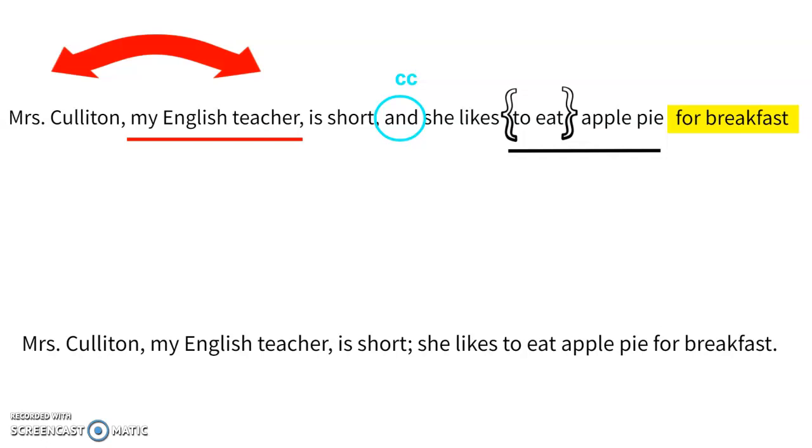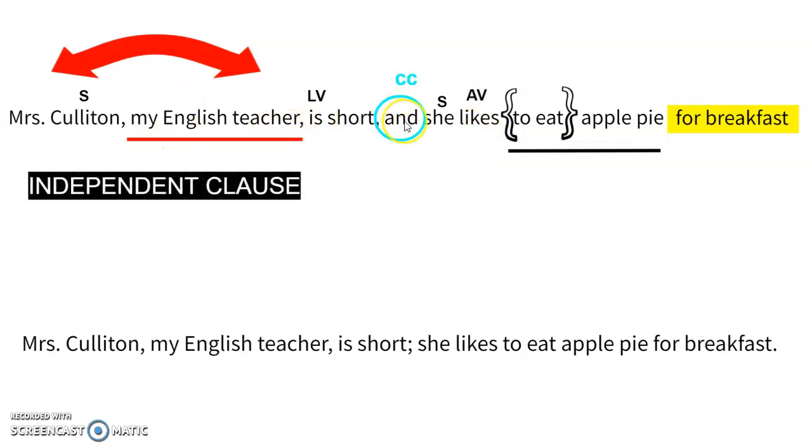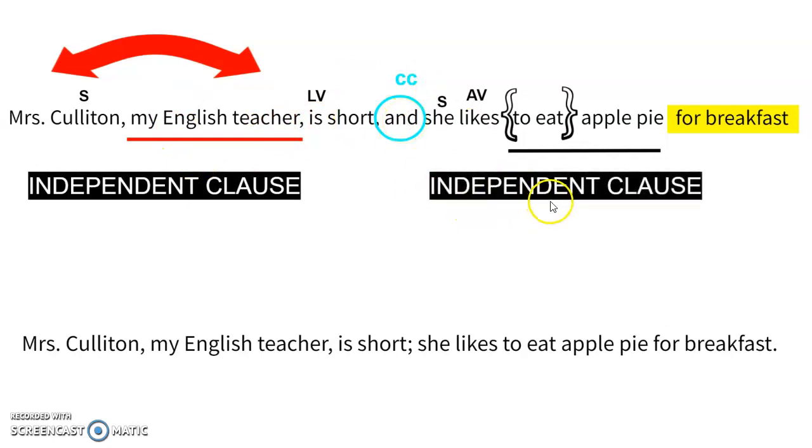In order to prove that it's a compound sentence, though, I have to find a subject and a verb on the left side, and I have to find a subject and a verb on the right side. So if I look over here, Mrs. Culleton is short. Mrs. Culleton is a subject, and is a verb, so we've got an independent clause on this side. Now we look on the other side. She likes. She is a subject, and likes is the verb. So we have an independent clause on the left side and an independent clause on the right side of our comma conjunction. That means we have a compound sentence.